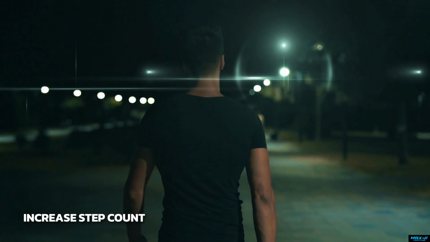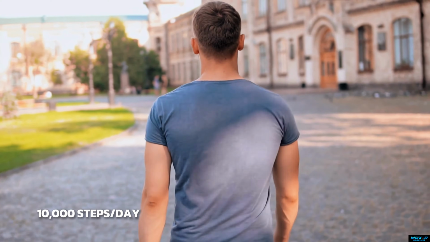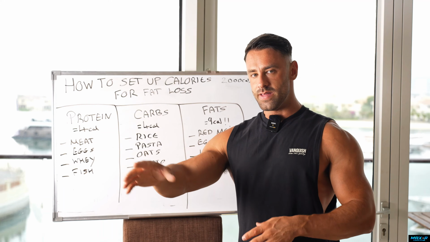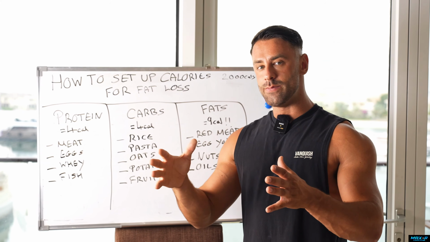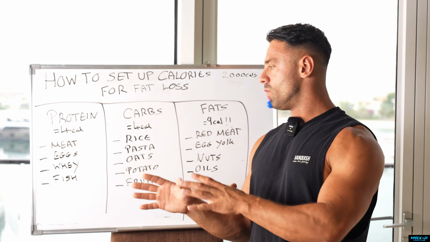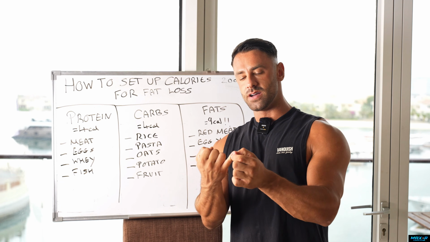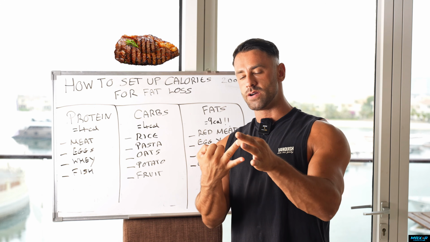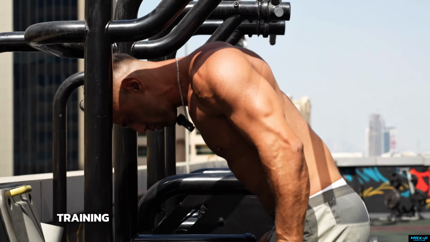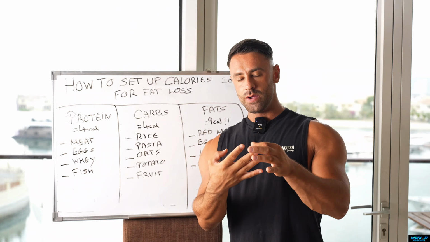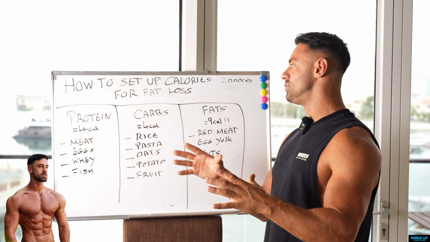We can make that deficit bigger by increasing our step count. If this 200-pound male, for example, is doing 10,000 steps a day, he's probably burning about 50 calories per 1,000 steps. There's another 500 calories on top of this deficit, and suddenly he's able to lose more and more fat while still eating a decent amount of food. So we have steps to increase our deficit. We have pulling off food to increase our deficit. We have training, big training sessions to burn calories. And then we also have cardio on top.